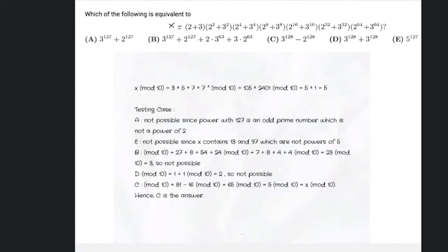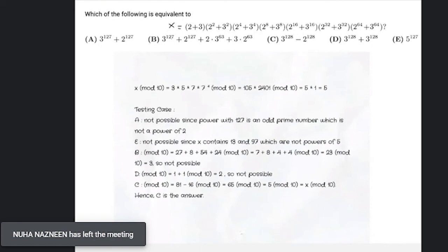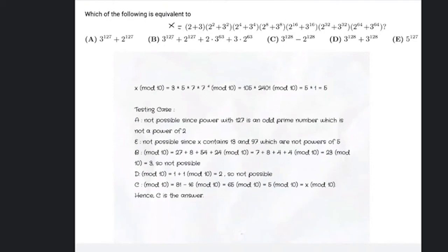Now we will test in which cases our answer is applicable. So we see that for this the answer is not possible, because in x we have all the powers which are actually powers of 2, and all of them are multiples of 2. These 2, 4, 8, 16, 32, 64, 1, where 2 plus 3 to the power 1 is equal to 2 to the power 0, whereas 127 is not a power of 2. So actually A cannot be an answer. With similar reasoning we can find out that B and E cannot be the answers as well.